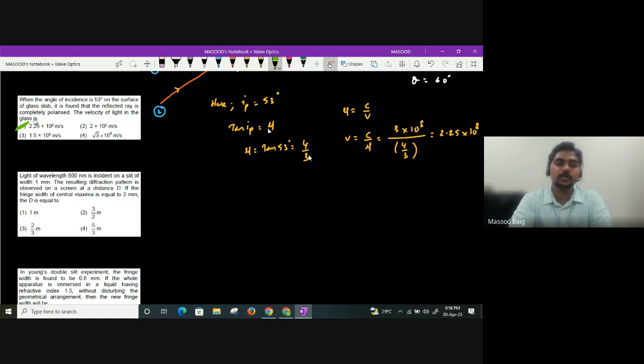Yes or no? When will reflected light be completely polarized? If incident light is incident at a particular angle called the polarizing angle. So they have already mentioned that it is incident at 53 degrees, guys. So here the polarizing angle should be 53 degrees, and when the angle of incidence is 53 degrees on the surface of a glass slab, it is found that the reflected ray is completely polarized. So this should be the answer. Clear, everyone?